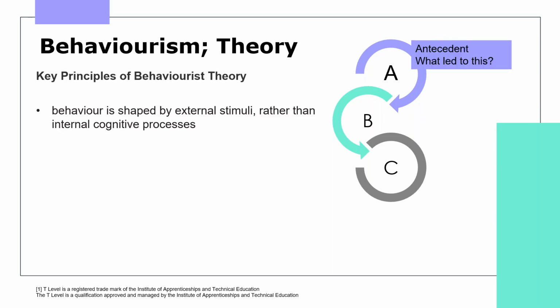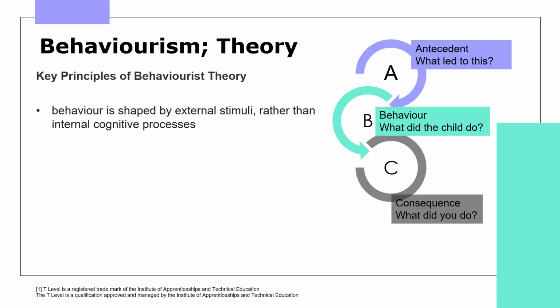A, antecedent. Antecedent stimulus is the events, actions, or circumstances that occur before a behaviour. Questioning what led to this. B, behaviour is then triggered. What did the child do? And C is the consequences. Consequences are the events or stimuli that happen to the person immediately following the behaviour.